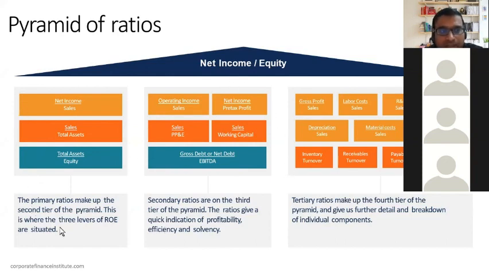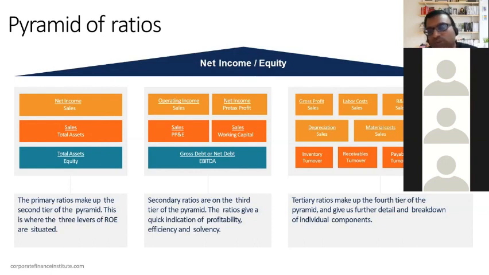levels. The primary ratios are three: net income by sales, sales by total assets, and total assets by equity. And we have learned all these ratios, right? We have looked at all these ratios in our earlier discussion. Okay, so these are called the three levers of net income by equity. Okay, so if you multiply all these three ratios, you will get net income by equity.